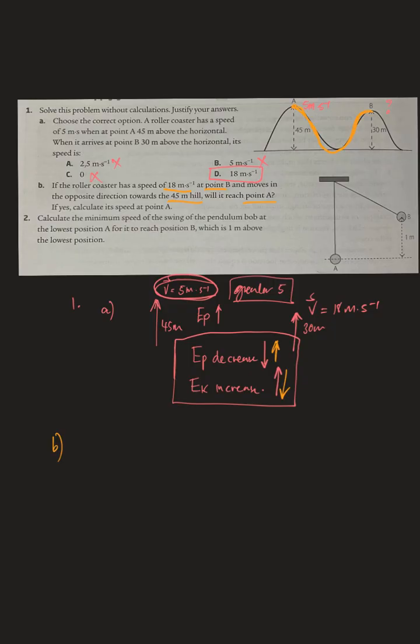So here, my EP is going up. My EK has to go down. So we're going in this direction here. Now, in order for us to reach A over here, your answer must be greater than 5 meters per second. So now B is actually our initial, and anything to do with A is our final.